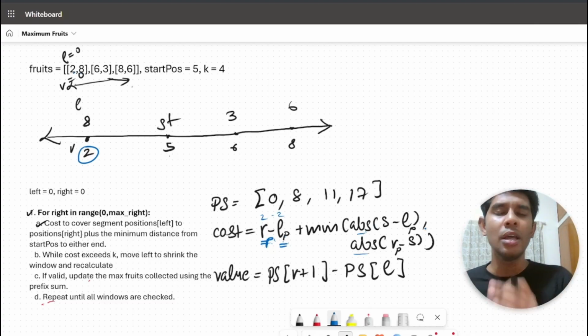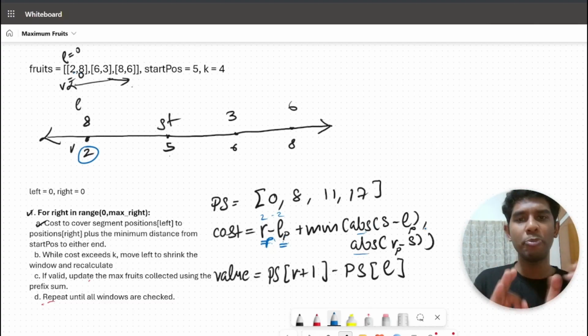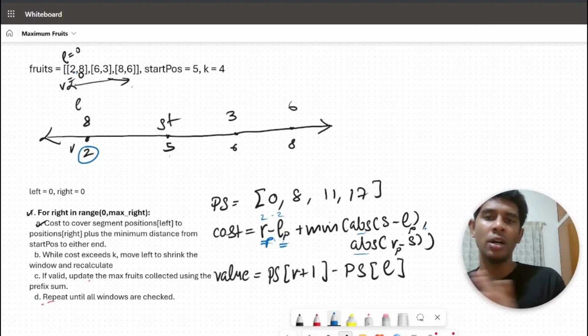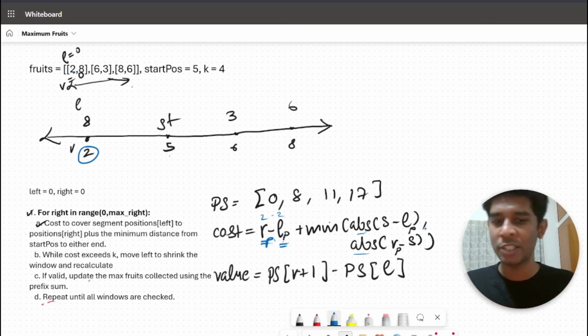It's there for a very simple reason: at some points, both your left point and right point will lie on one side of the start. In those situations, you can't just use S minus LP and RP minus S. You should use the absolute of S minus LP and of RP minus S. That's why the absolute is very important here. So the minimum of 5 minus 2 and 2 minus 5 in absolute value is just 3. So we are getting a cost of 3 for this.